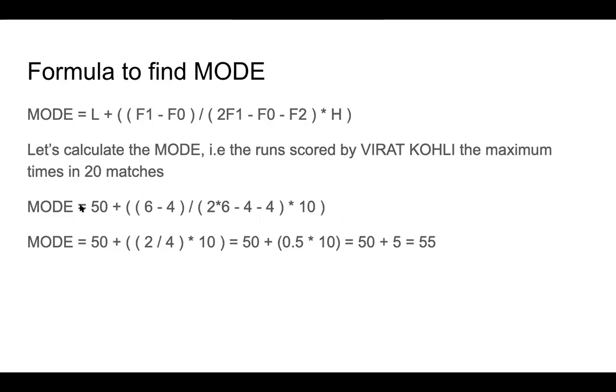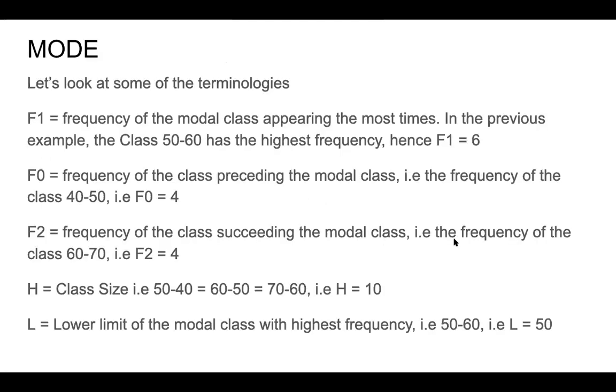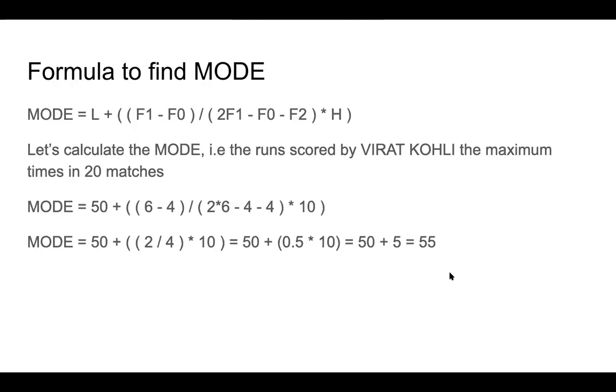If you do this calculation entirely, 6 minus 4 is 2, 2 into 6 is 12, 12 minus 4 is 8, 8 minus 4 is 4. So 2 divided by 4, 2 by 4 into 10. 2 by 4 is 0.5, 0.5 into 10 is 5. So 5 plus 50 is 55. So you can see right now the maximum number of runs that Virat Kohli scored in the maximum number of matches is 55. So the mode is 55.